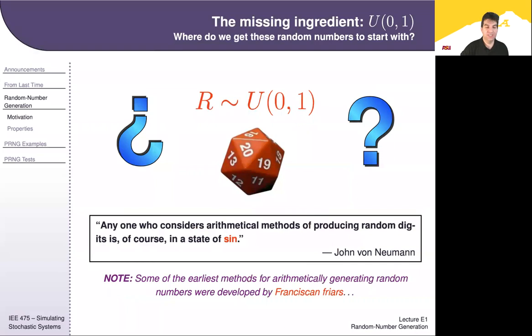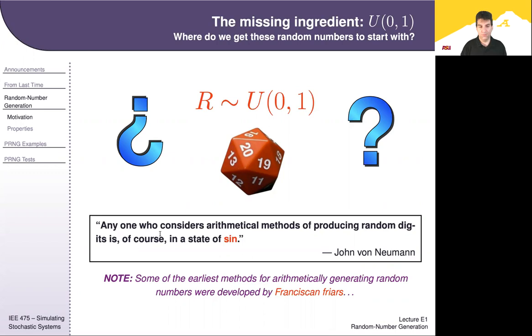But in order to get there, the question is, how do we generate this uniformly distributed random number? This has been a major problem. Von Neumann realized that random number generators could be very useful as they were developing, say, the atomic bomb, but he asked, how do we generate random numbers? He has this nice quote: anyone who considers arithmetical methods for producing random digits is, of course, in a state of sin. Arithmetical methods are pretty much all you can use on a computer.